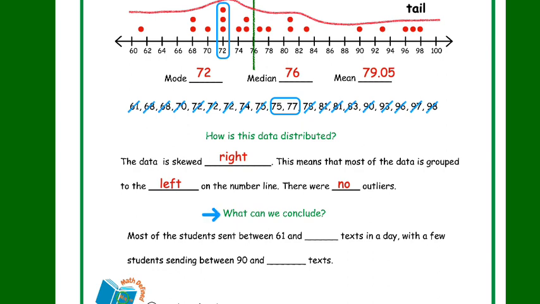So what can we conclude? Looking at the dot plot, we can say that most of the students sent between 61 and 83 texts in a day, with a few students sending between 90 and 98 texts. And that completes this practice of creating and interpreting a dot plot.